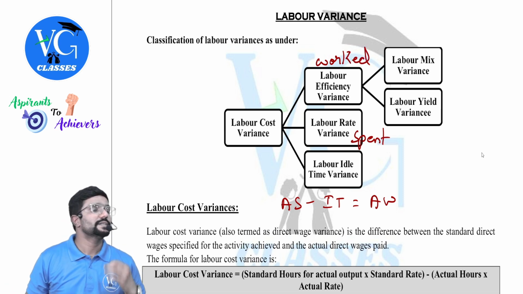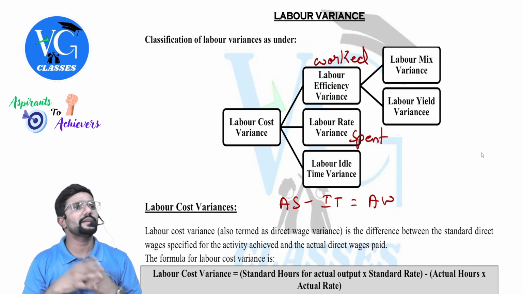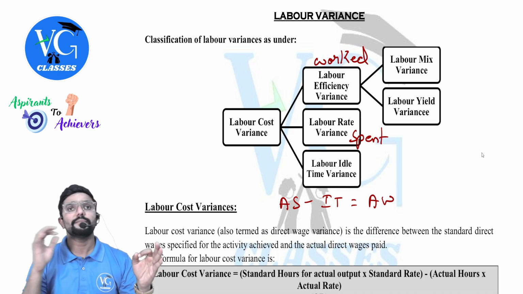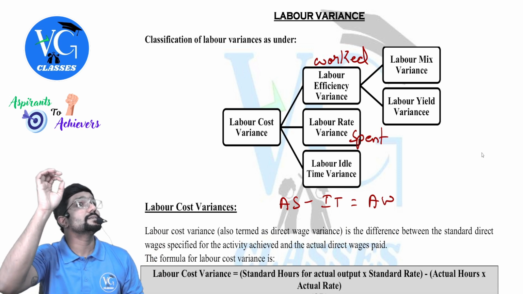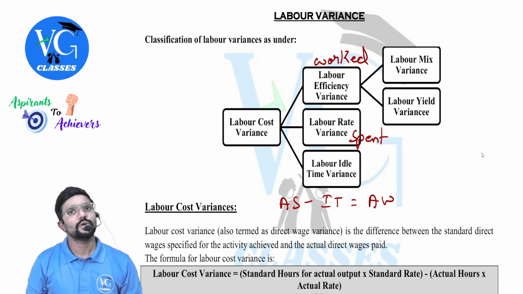Work. Yes, sir. Now what is the formula? Efficiency is based on hours. So we are finding out the difference in hours. What hours minus what hours? Standard hour minus actual hour, work into standard rate. Okay.